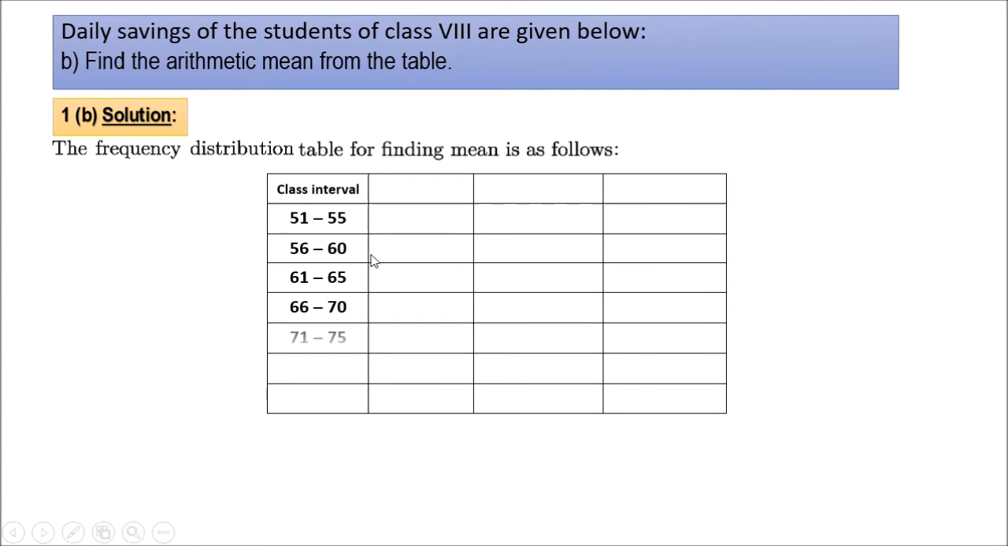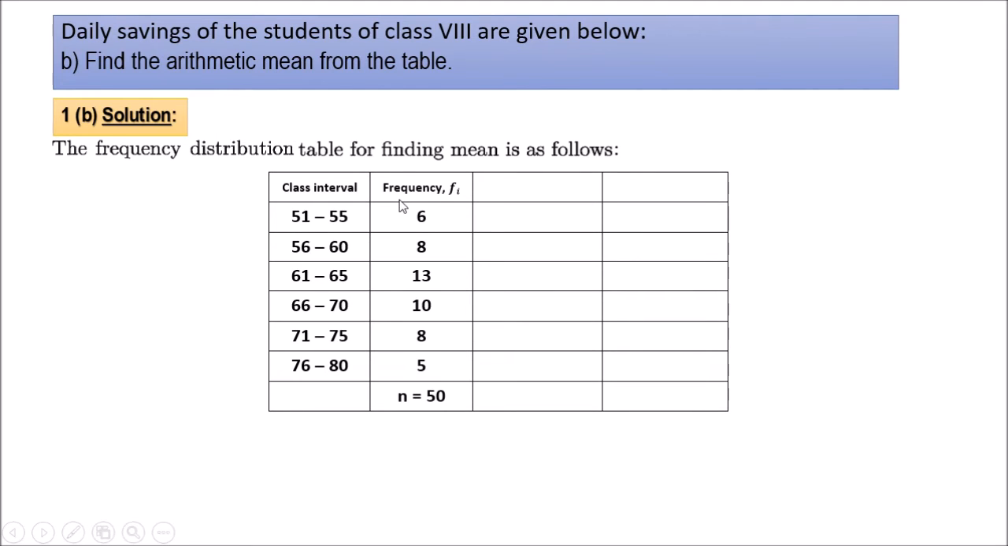From the table we have written all the things. Class interval: 51 to 55, 56 to 60, 61 to 65, then 66 to 70, 71 to 75, 76 to 80. Now here is the frequency fi. Frequency we mention here, fi: 6, 8, 13, 10, 8, 5. All the values come from the given table. And this is the sum of the frequency, n, which equals 50 here.